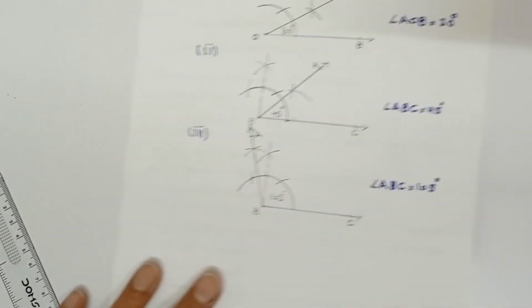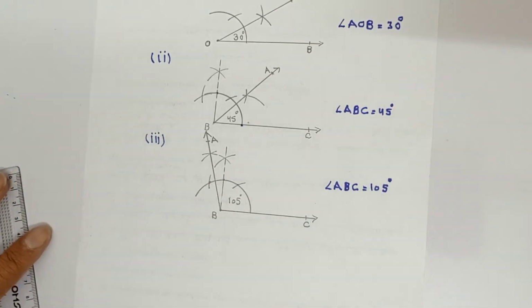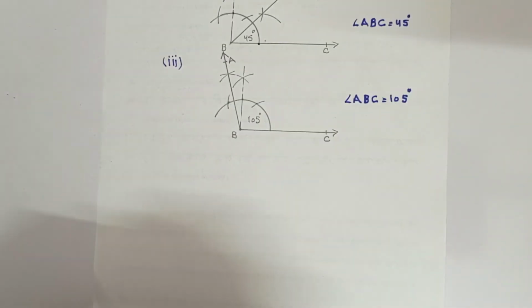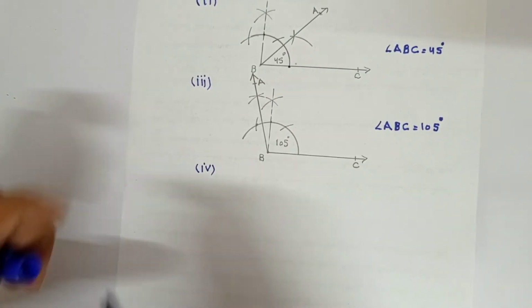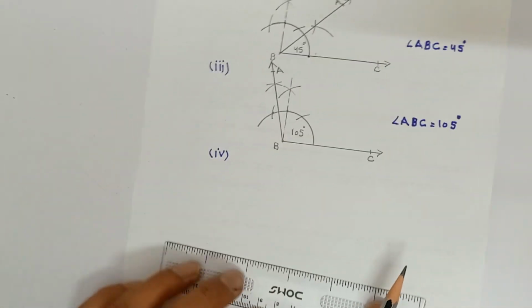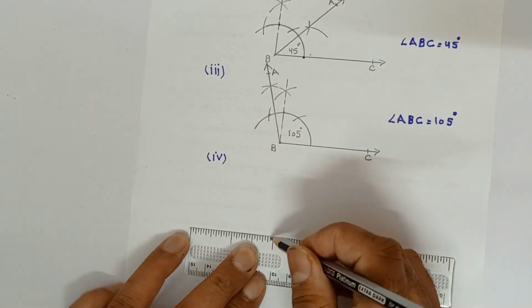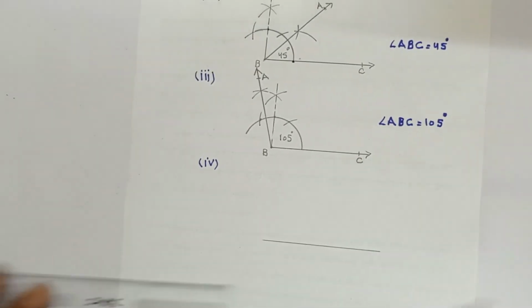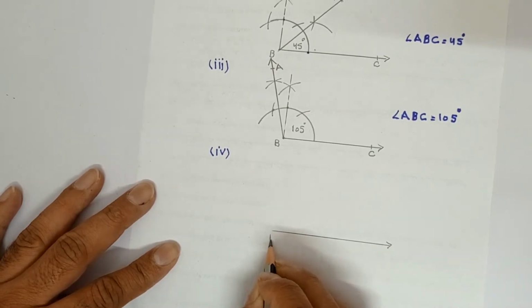Now let's make another angle that is of 135 degree. So part number 4, 135 degree. This is a ray. Let this be point B.